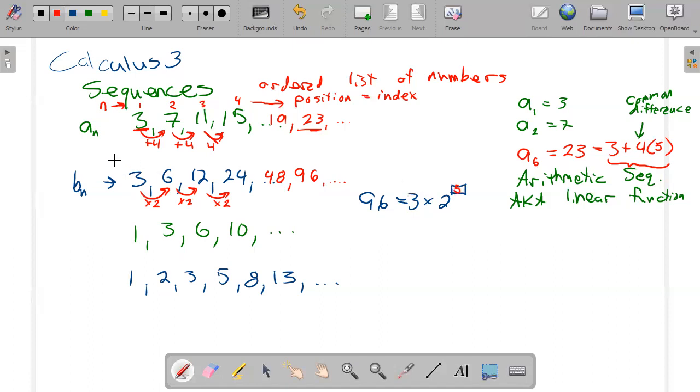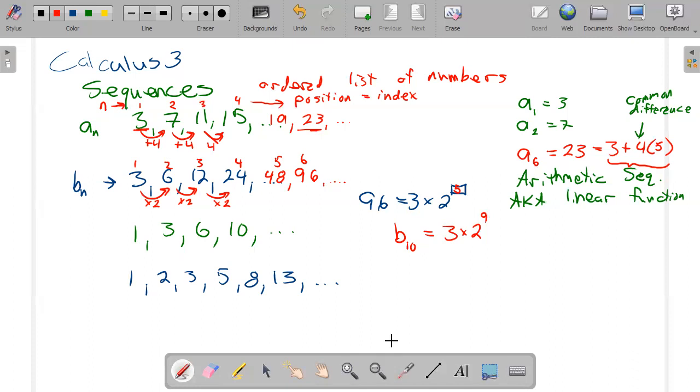Now, which term in the sequence is that? 1, 2, 3, 4, 5, 6. So to get to the 6th term, I need 5 multiples of 2 because we started at 3. So what if I wanted to get to the 10th term? Starting at 3, I would multiply by 2 to what power? The 9th power, yeah. So that would be the 9th power.